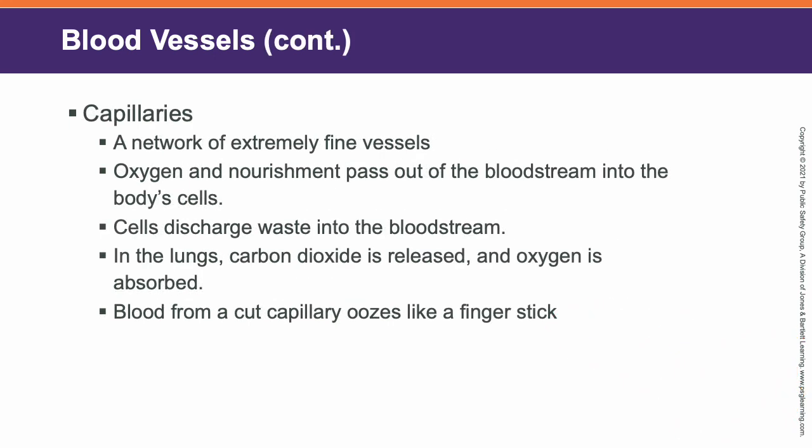Our next type of blood vessel is capillaries. Capillaries are very, very small. This is where the exchange of oxygen between your blood vessels and your cells happens. And that happens at a very microscopic level, which means your capillaries are tiny. Okay.